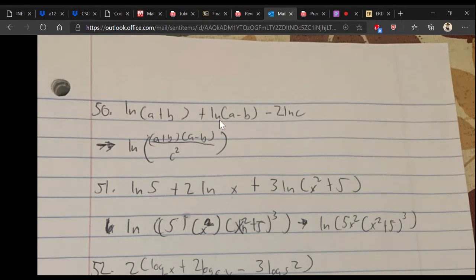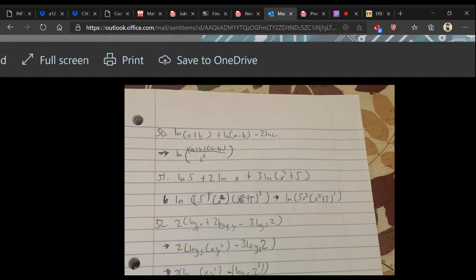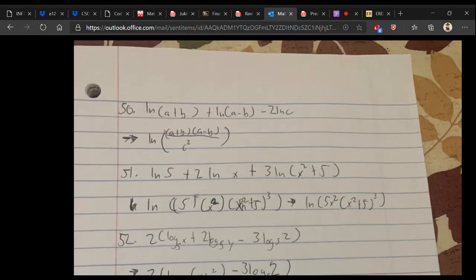As you can see, we have two laws of logarithm, plus and minus. In the laws of logarithm, if it's plus, you multiply, and if it's minus, you divide. But in the 2 ln c, the 2 will become an exponent. So our final answer should be ln of a plus b times a minus b, all over c squared. Great, good job.